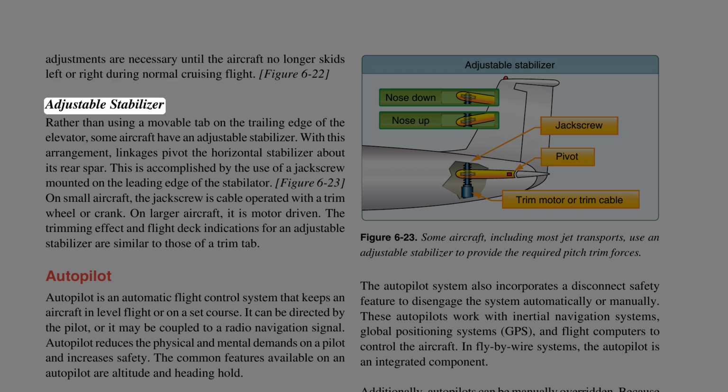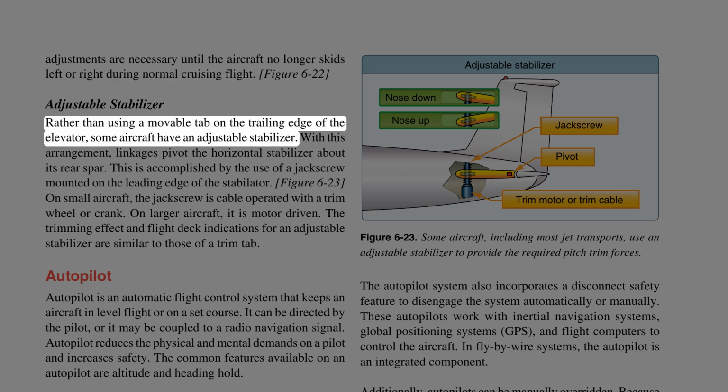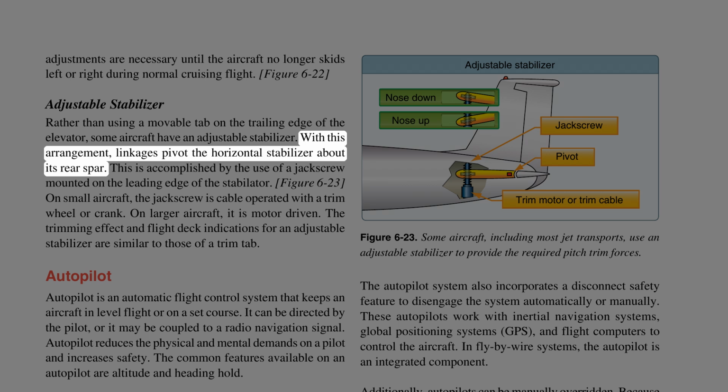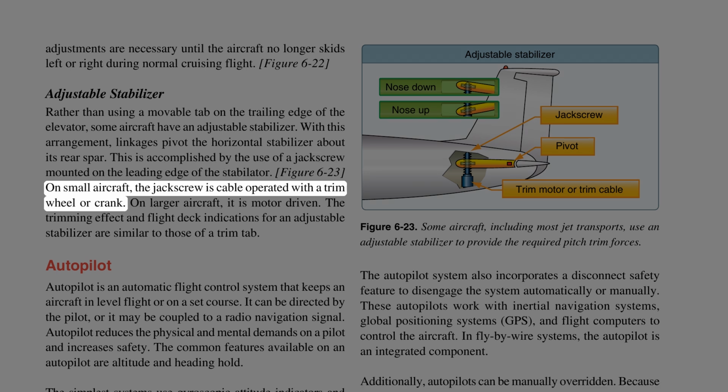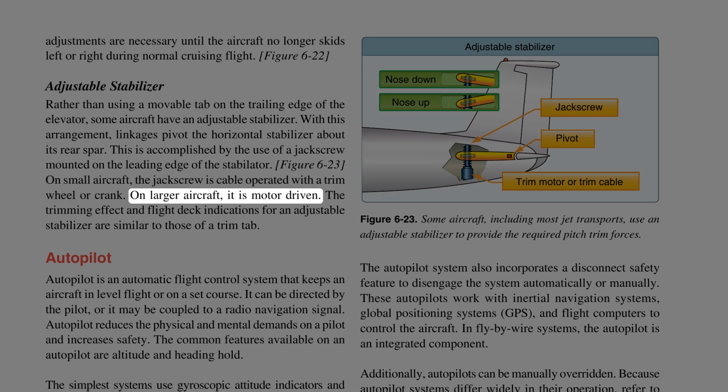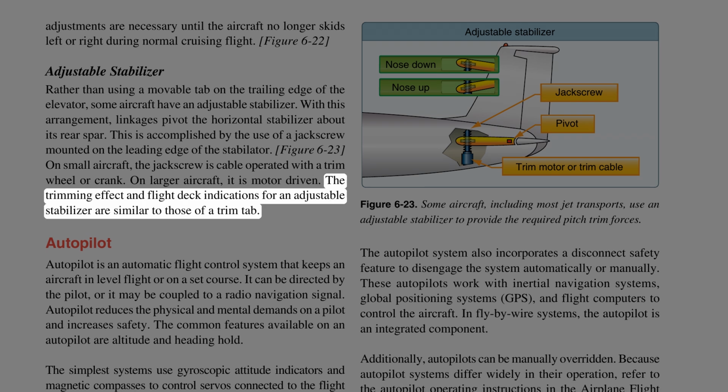Adjustable stabilizer. Rather than using a movable tab on the trailing edge of the elevator, some aircraft have an adjustable stabilizer. With this arrangement, linkages pivot the horizontal stabilizer about its rear spar. This is accomplished by the use of a jackscrew mounted on the leading edge of the stabilator. On small aircraft, the jackscrew is cable-operated with a trim wheel or crank. On larger aircraft, it is motor-driven. The trimming effect and flight deck indications for an adjustable stabilizer are similar to those of a trim tab.